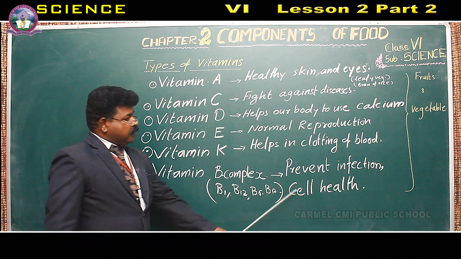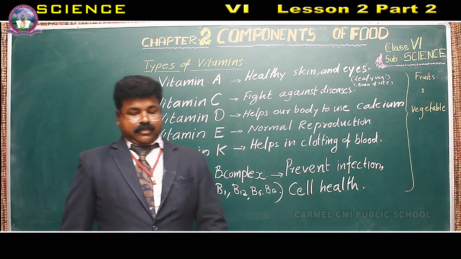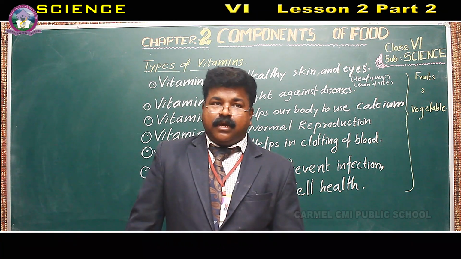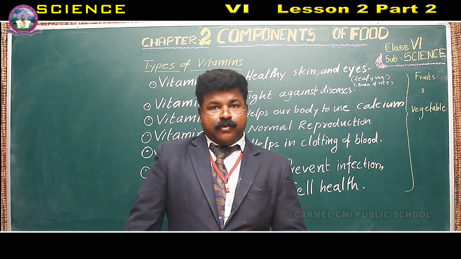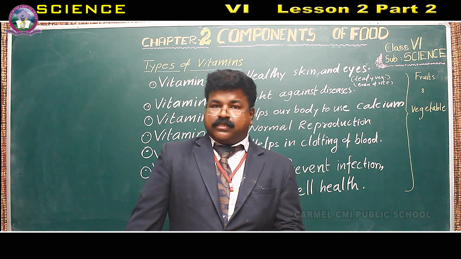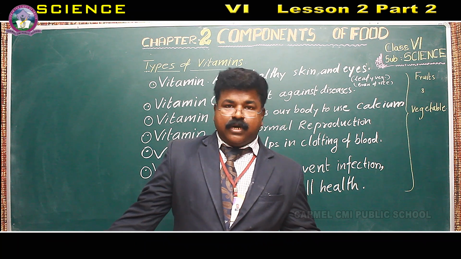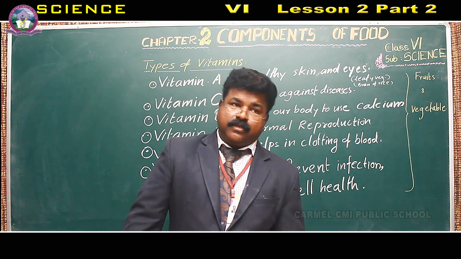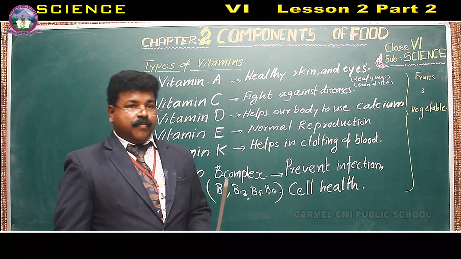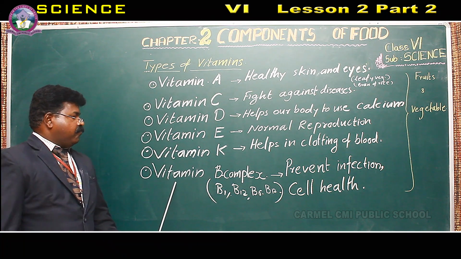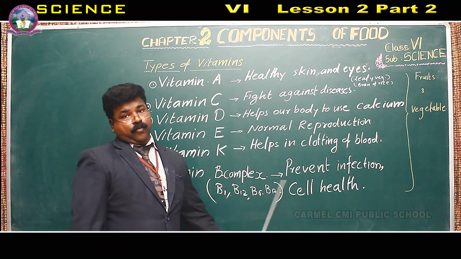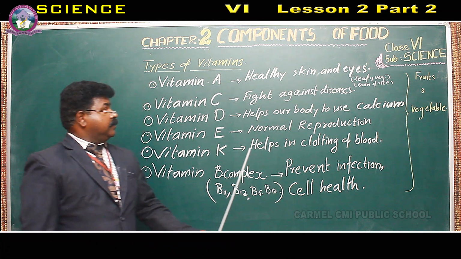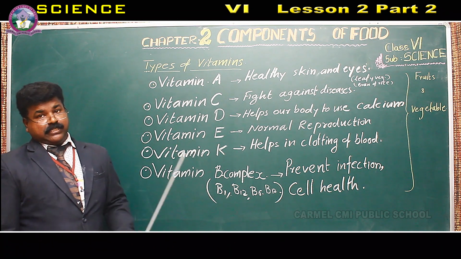Then it's also helpful for cell health. If the cells are healthy, that organ will be healthy, and if the organ is healthy, the organ system will be healthy. Finally, the whole body also will become healthy. So each and every cell will be made healthy with the help of vitamin B complex. So let me repeat all these vitamins once again.